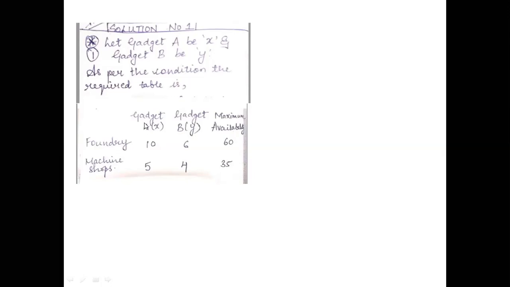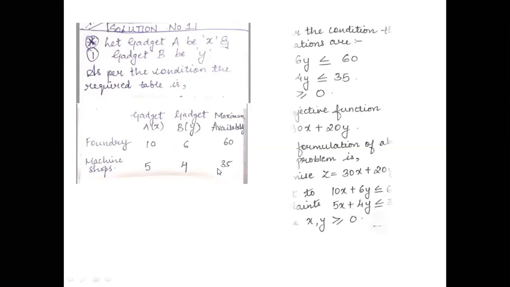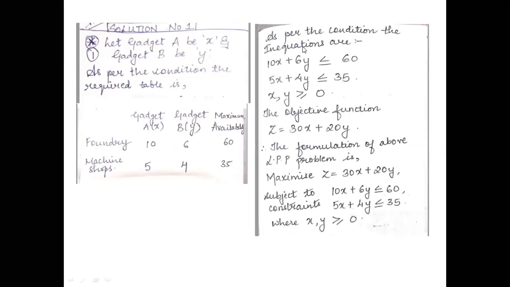So in foundry, gadget A takes 10 hours. Gadget B takes 6 hours. Total hours available is 60. As far as machine shops are concerned, gadget A 5 hours, gadget B 4 hours, and the maximum availability is 35 hours. As per the condition, the required inequations are.